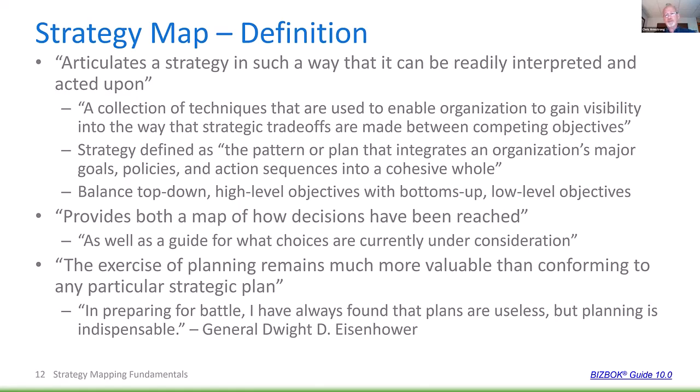So strategy mapping and some of the deliverables that come out of it should provide not just a representation of the choices that were made, but also how some of those decisions were made along the way, because we need to be able to continually reevaluate those things during the execution of our transformation programs.